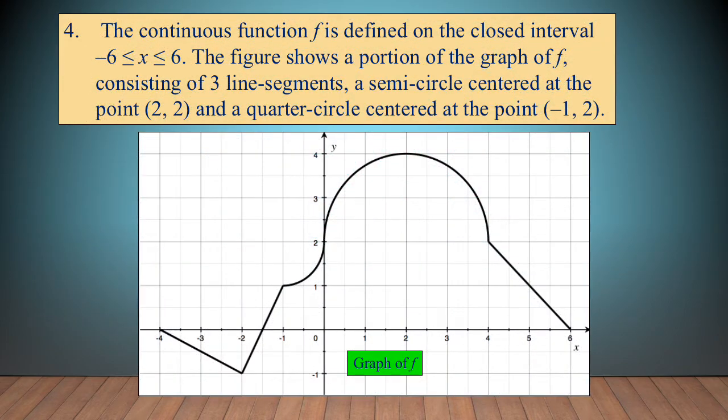Number 4 reads, the continuous function f is defined on the closed interval x between -6 and 6 inclusive. The figure shows a portion of the graph of f consisting of 3 line segments, a semicircle centered at the point (2, 2), and a quarter circle centered at the point (-1, 2).